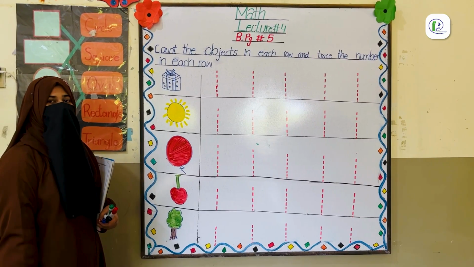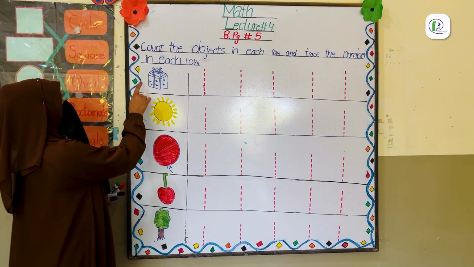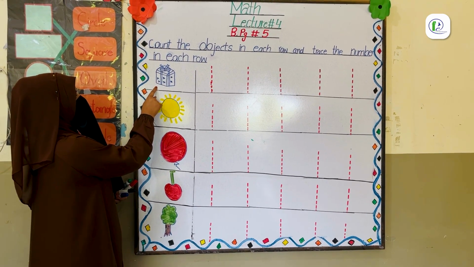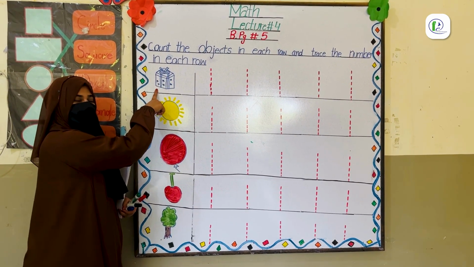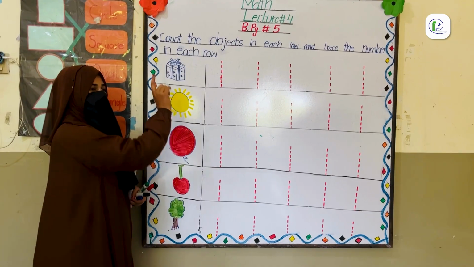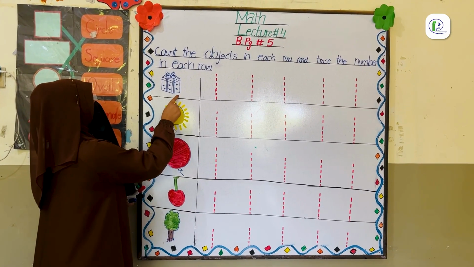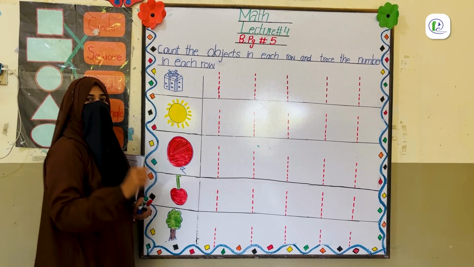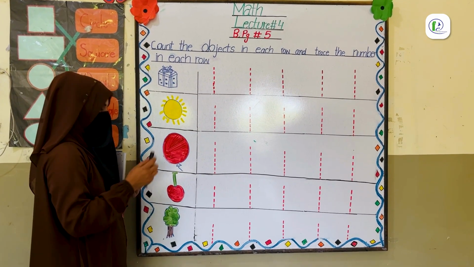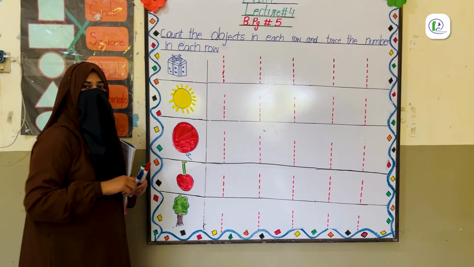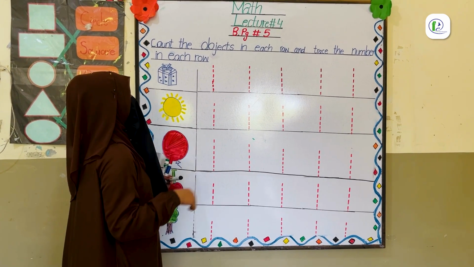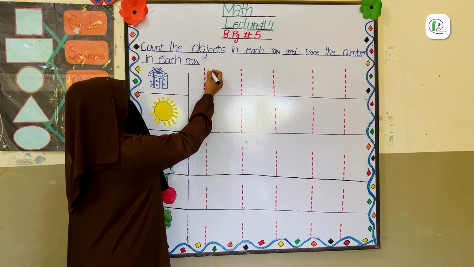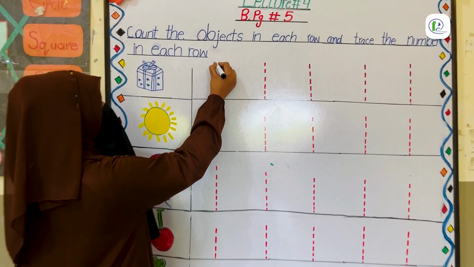Are you getting my point? Yes. Okay, let's start counting with me. How many objects? 1. How many gifts are there? 1. Okay, if it is 1, then we will trace the number 1. Pick up your pencil. Hurry up. Yes, have you done? Let's start tracing. Start tracing from here.